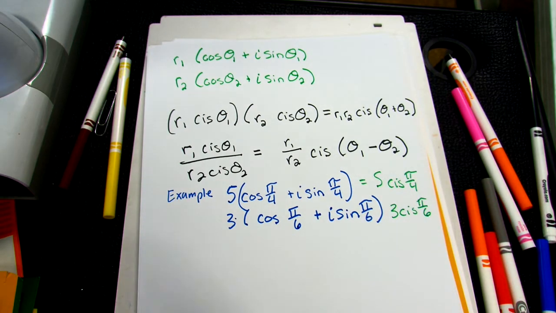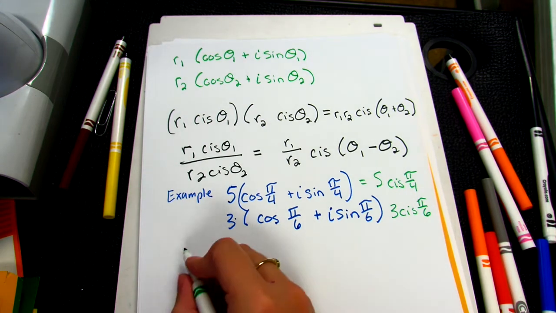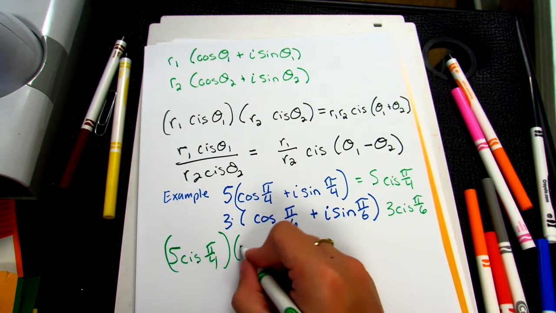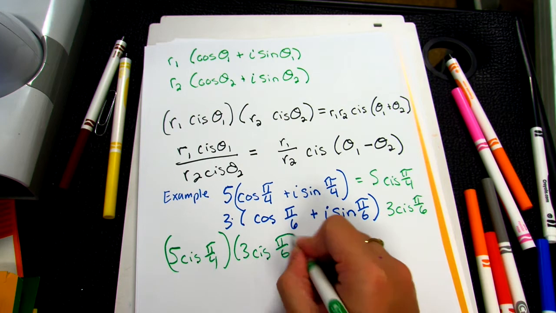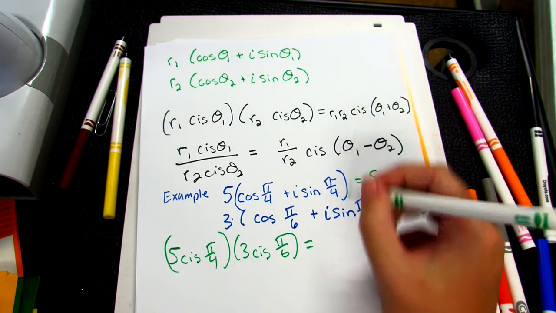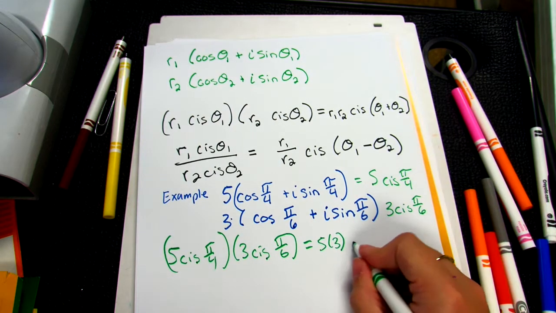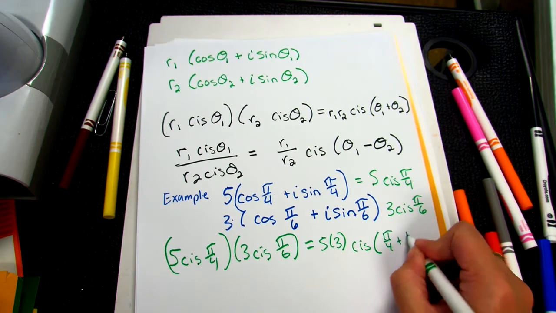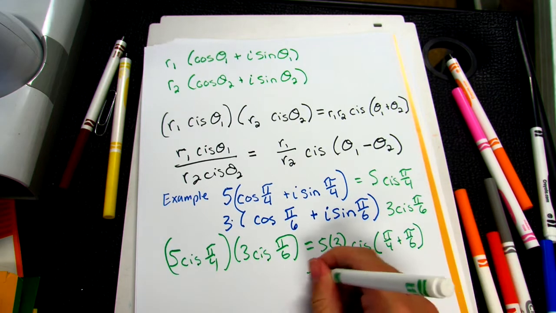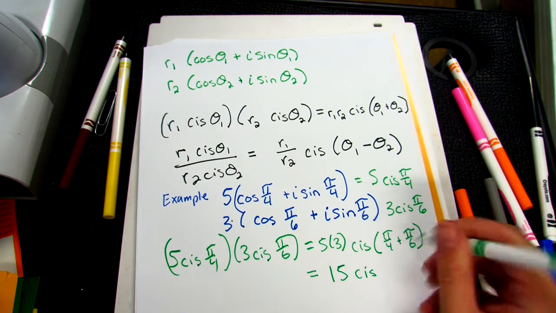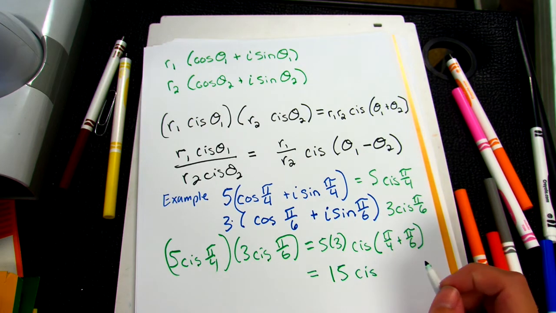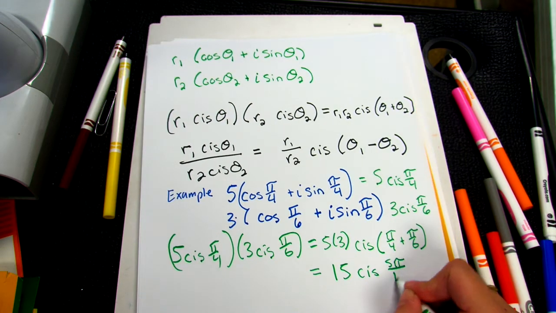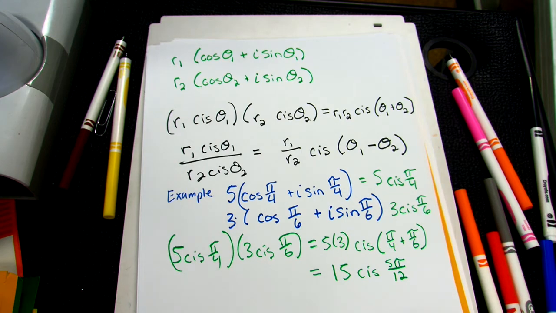Okay, so our formula for the product, right? So here, if we're going to do 5 cis pi over 4 times 3 cis pi over 6. Remember, we do R1 times R2, so 5 times 3. And then we do cis theta sub 1 plus theta sub 2, so pi over 4 plus pi over 6. So we get 5 times 3, 15. And then pi over 4 plus pi over 6. You could do it like this. If you do 1/4 plus 1/6 in your calculator, you get 5/12. So it's 5 pi over 12. Done. And that's it. That's the product.